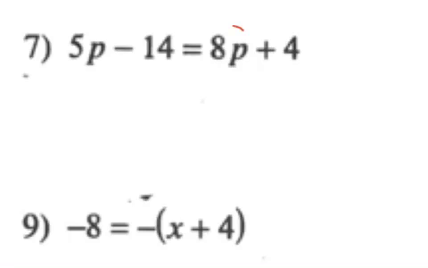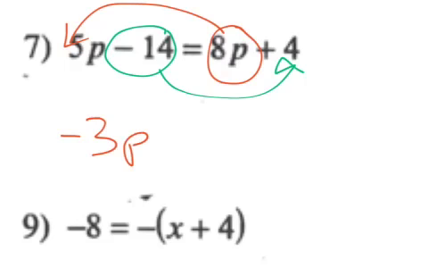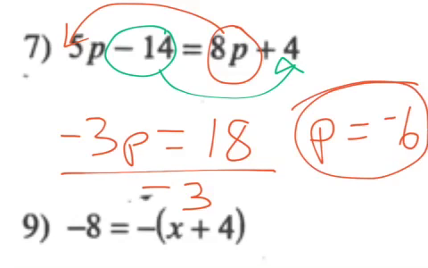Alright, 8p, move it over, -14, move it over, and I would get a -8 plus 5. You should have punched that in the calculator. -8 plus 5, -3p, equal, 14 becomes positive, so I have 14 plus 4, or 18. My p is a -6. You have punched that in the calculator properly and gotten the proper negative answer.